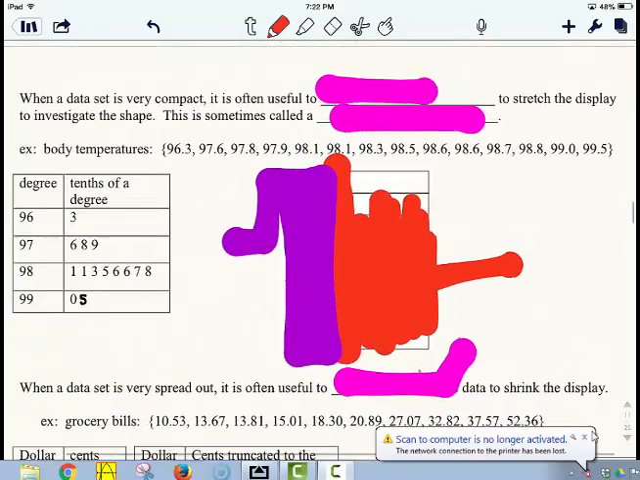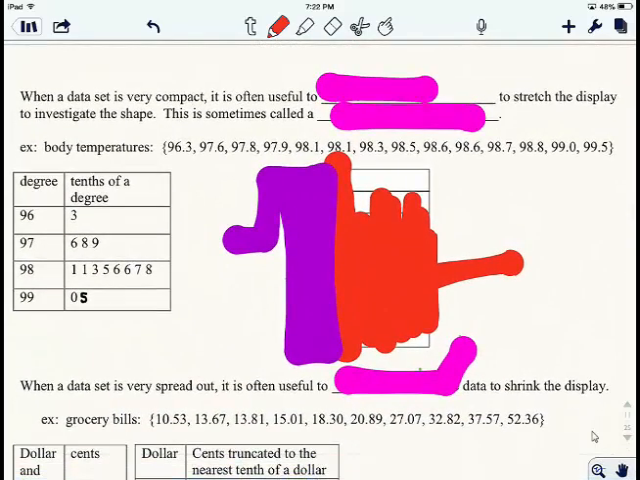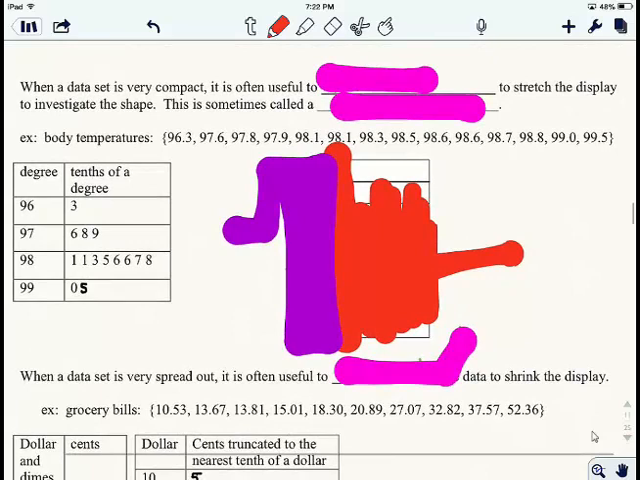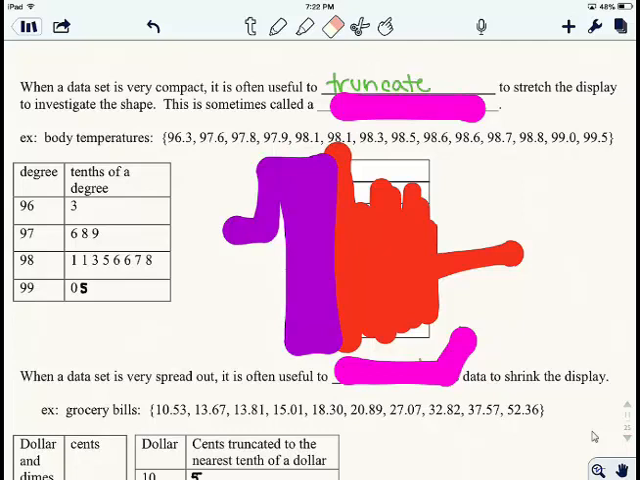There are a couple other types of stem and leaf plots. The first one happens when the data is very compact, in which case we might want to truncate to stretch the display to investigate the shape. Notice if we're talking about body temperature, 96.3 degrees, 97.6 degrees, there's not a wide range of body temperature. If you get too hot, you die. So you can look in our display here, it's kind of compact.